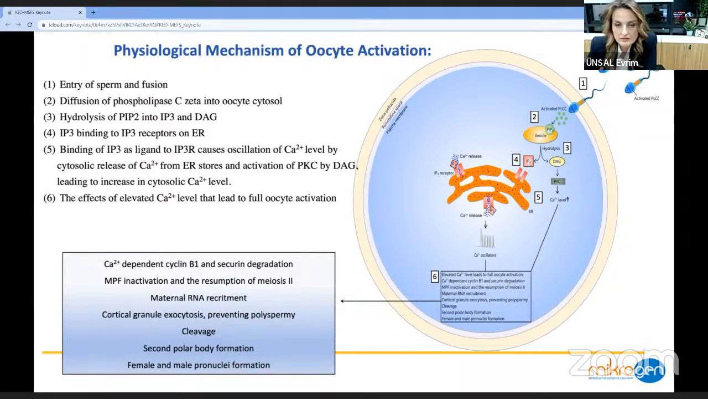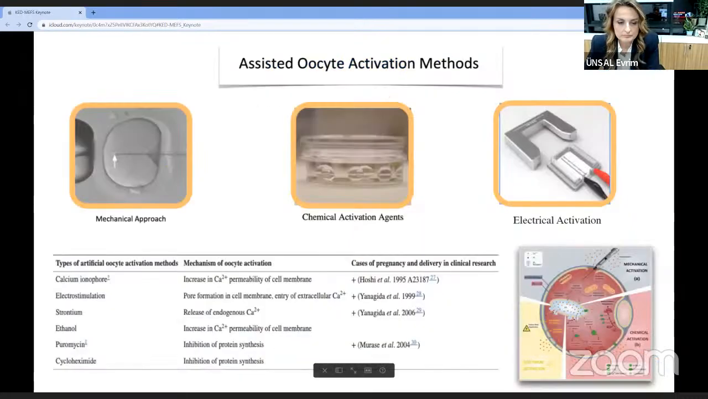And oocyte activation deficiency is one of the major causes underlying failure of ICSI cycles. Defects in calcium release mechanism are associated with most oocyte activation defects. The process of calcium release can be clinically mimicked via assisted oocyte activation.